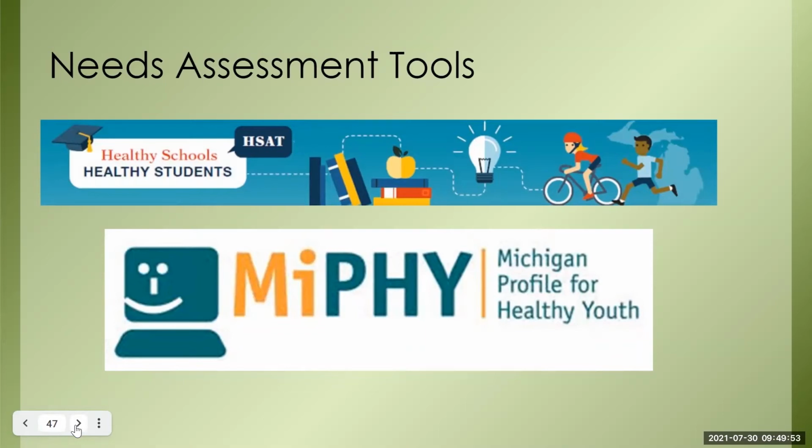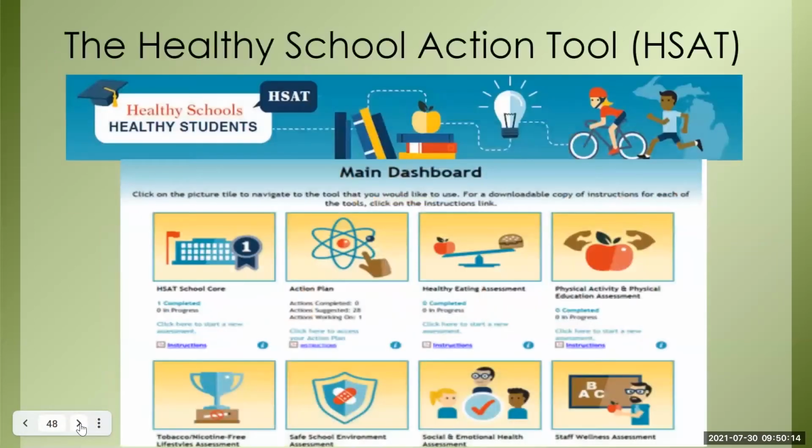I want to go ahead and talk about the needs assessment tools that we can use. The first one is the HSAT, the Healthy School Action Tool. The second one is the MIPHY, the Michigan Profile for Healthy Youth. Let's go to the Healthy School Action Tool next, I believe. And this is the main dashboard of the Healthy School Action Tool.